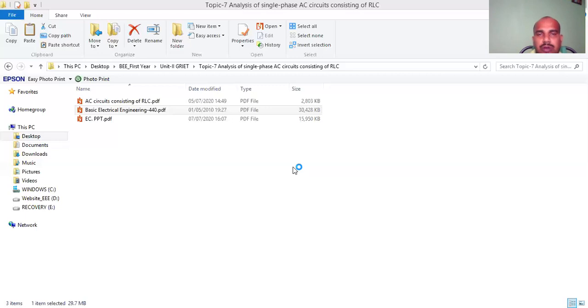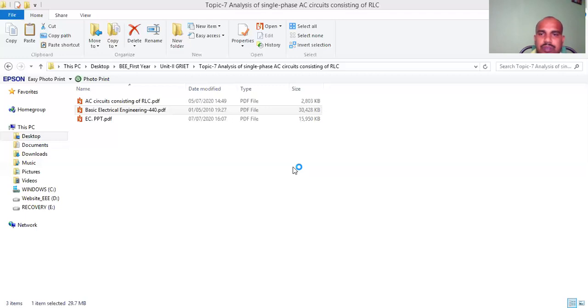So now going to the problem. The problem is a series RLC circuit. The R value is 40 ohms and L value is 50.07, and the voltage across the capacitor is 450. Now the current passing through this circuit is 10 amperes. Now find the power factor and capacitor value.